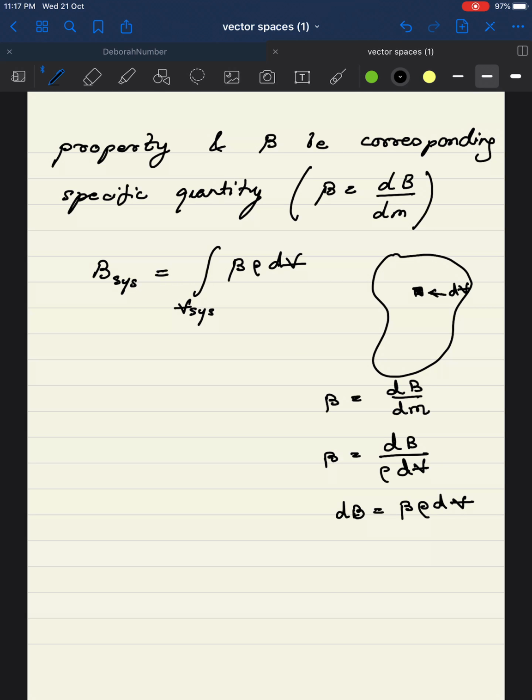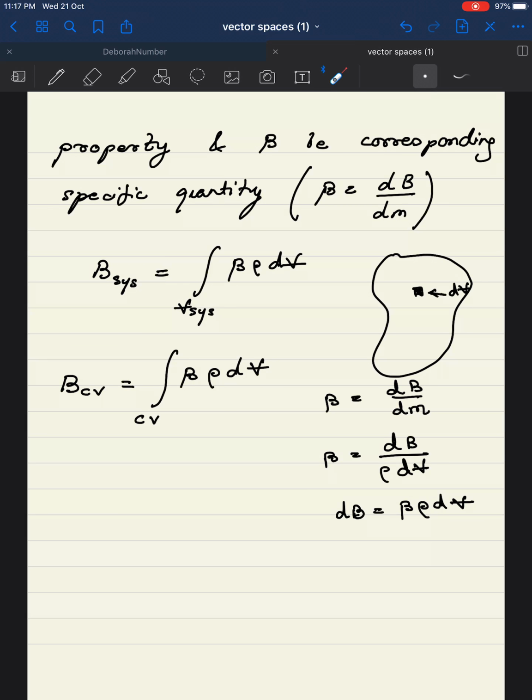Similarly, at time t, if I had to do this for my control volume, then this would be equal to my B CV, and this time it is the integral of beta rho dV. So which volume I integrate over ends up defining what extensive quantity you are calculating. Here B system refers to the total amount of B in the system, and B CV refers to the total amount of B in the control volume.